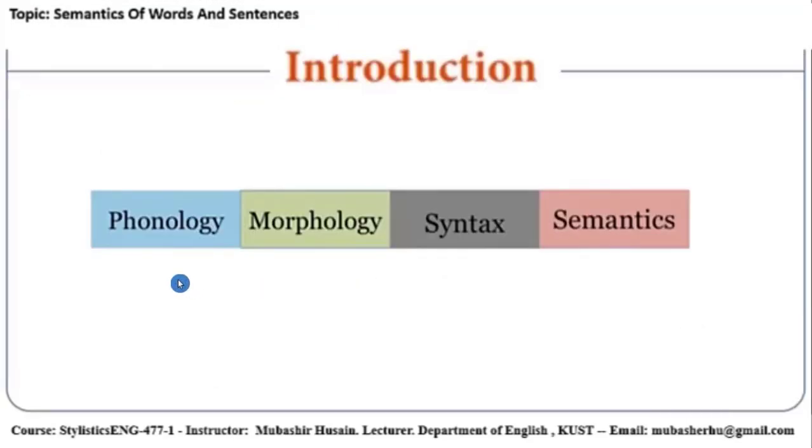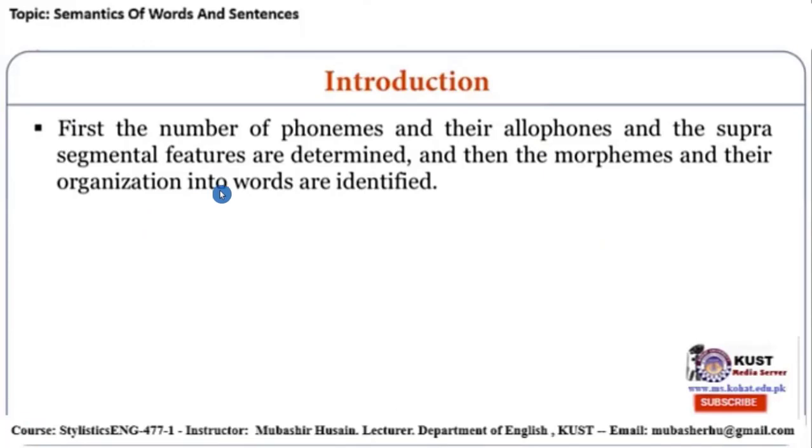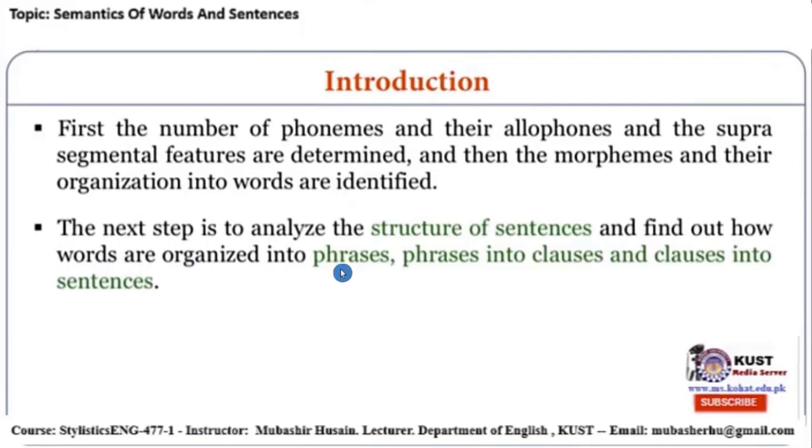Language may be divided into components of phonology, morphology, syntax, and semantics. First, the phones and their allophones and suprasegmental features are determined, and the morphemes and their organization into words are identified. Next, we analyze the structure of the sentence and find out how the words are organized into phrases, and phrases into clauses and then into sentences, and then language is ready for communication.